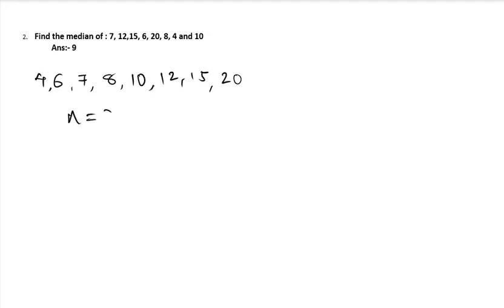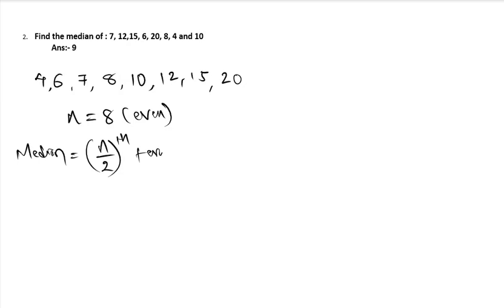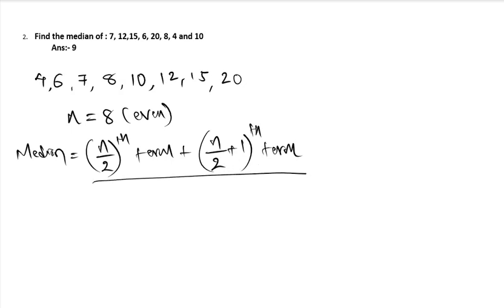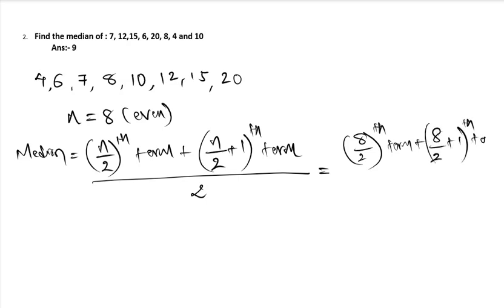Now what is n? N is 8, which is even. So what is the formula for median when n is even? Median is n by 2th term plus n by 2 plus 1th term, the whole upon 2. Right? What is n by 2th term? N is 8. So 8 by 2th term plus 8 by 2 plus 1th term. Right? The whole upon 2.